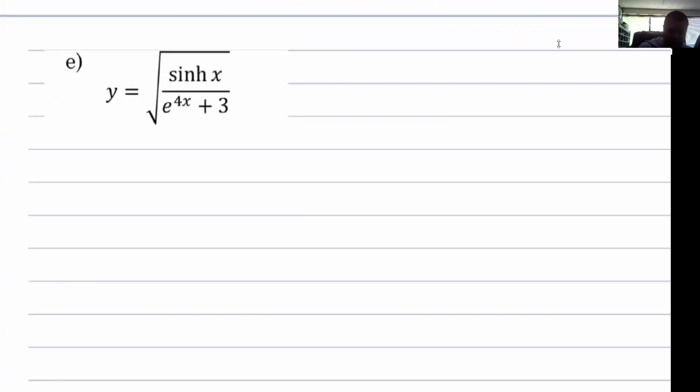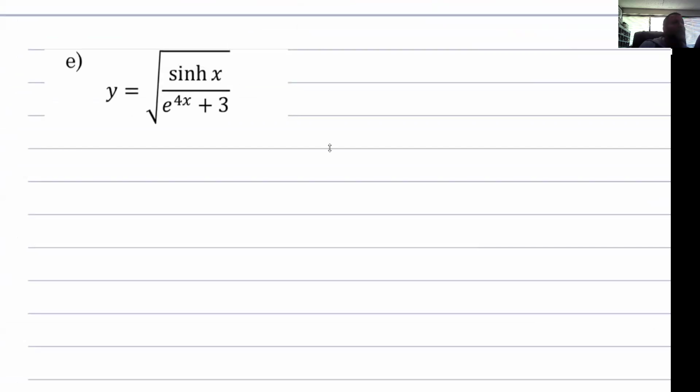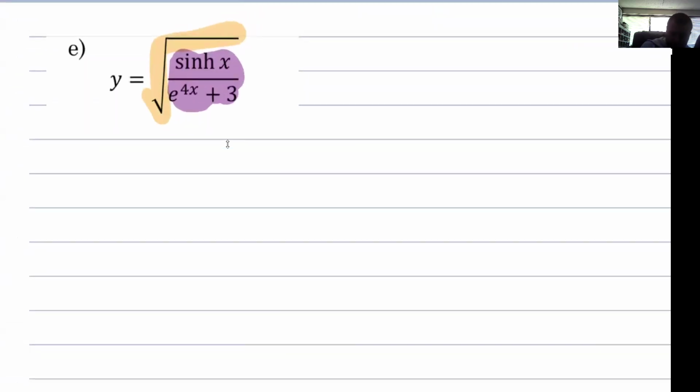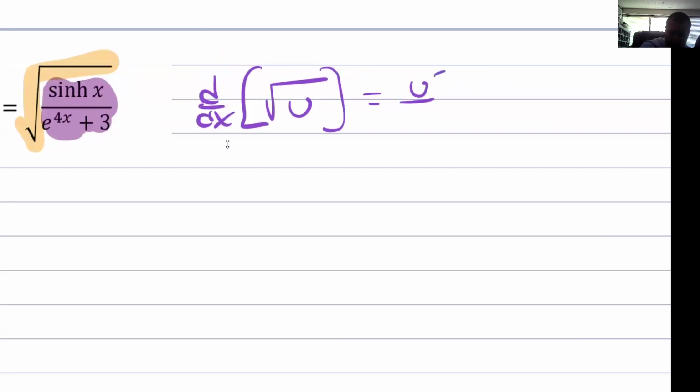So we would want to take the derivative of both sides. The first thing I notice here is that I have a function inside of another function, right? So right off the bat, this is going to be a chain rule question. I know that the derivative of the square root of anything is equal to the derivative of the inside over 2 square root of that inner function.